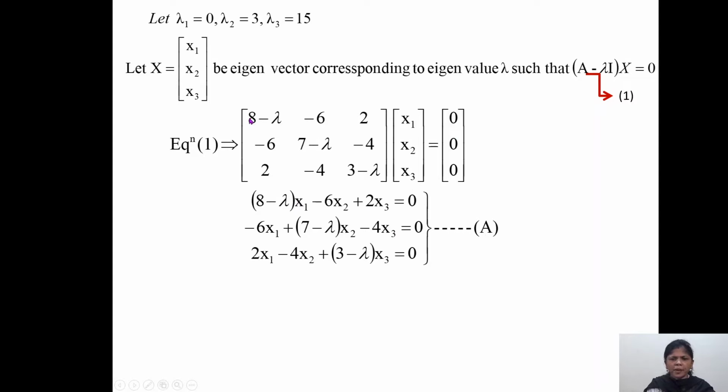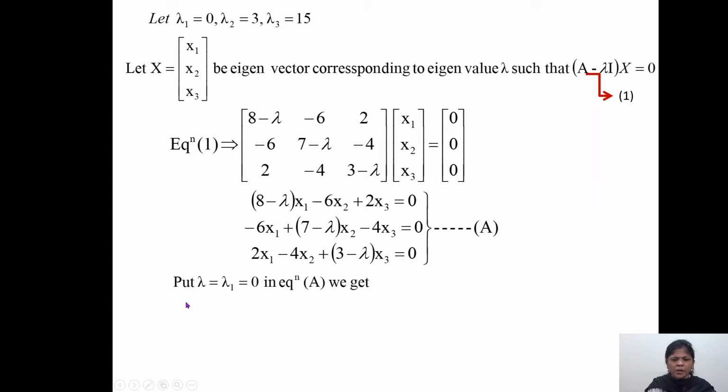Let us simplify: (8 minus lambda) x1 plus minus 6 x2 plus 2 x3 equal to 0, the first equation. Then the second row: minus 6 x1 plus (7 minus lambda) x2 plus minus 4 x3 equal to 0. Like this we will write the third equation as well. So we get a system of equations A. This is in terms of lambda.